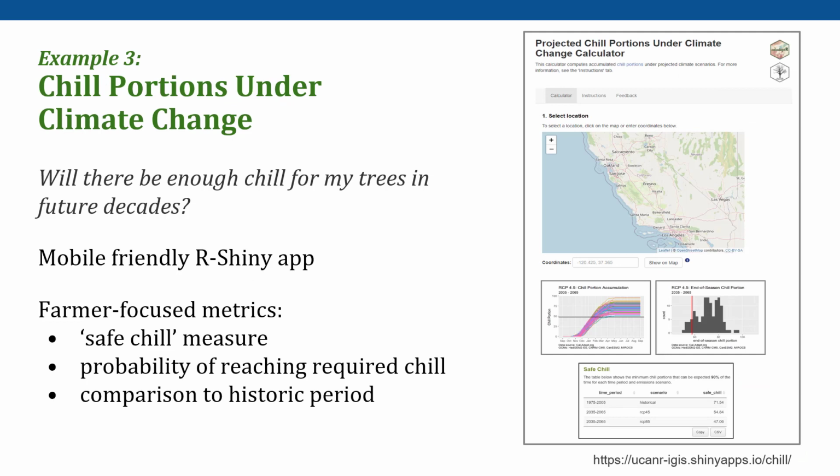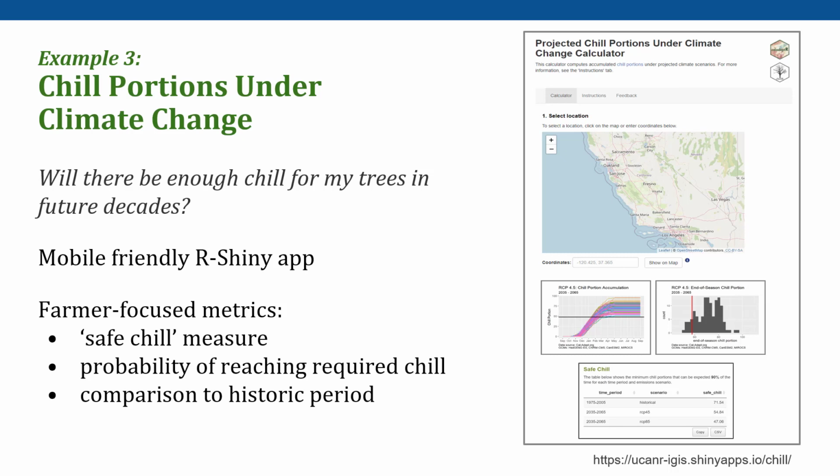We talked about chill portions as a phenology model that you can also run with projected climate data. And this decision support tool will allow you to compute chill portions under climate change. It's also built with R-Shiny, and what it does is that it will compute the range of chill portions tree crop growers might expect under different climate change models and scenarios. And under the hood, it's using data from CalAdapt.